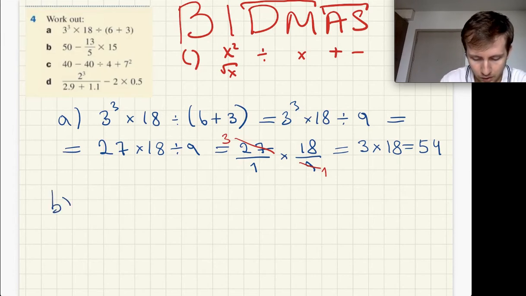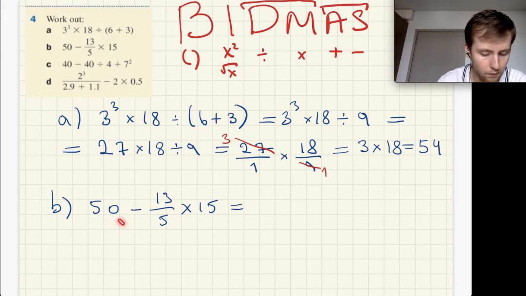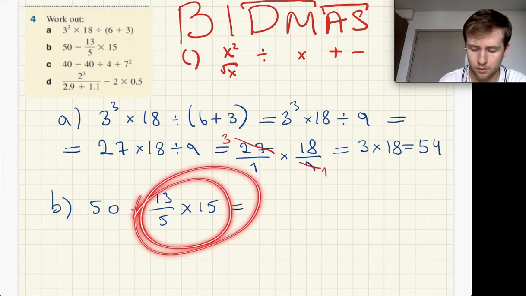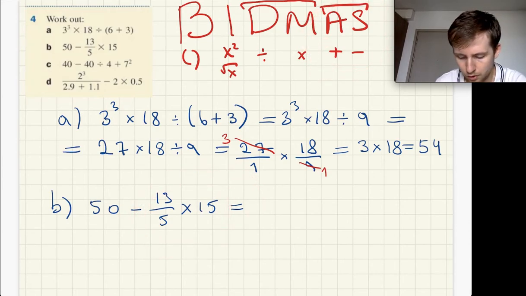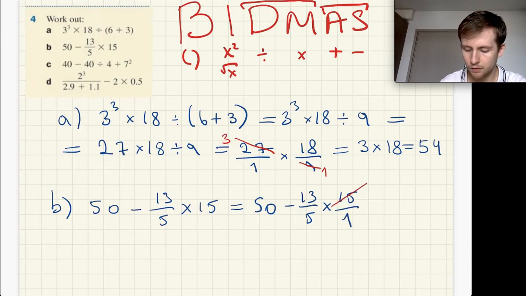Okay, next one. Next we have 50 minus 13 over 5 times 15. So again, this is definitely not gonna come first. Addition, subtraction, they are last in turn. So first let's do this part. So let's turn it into a fraction. 13 over 5 times 15 over 1, like this. Now we can cut 15 and 5. We can divide them by 5.